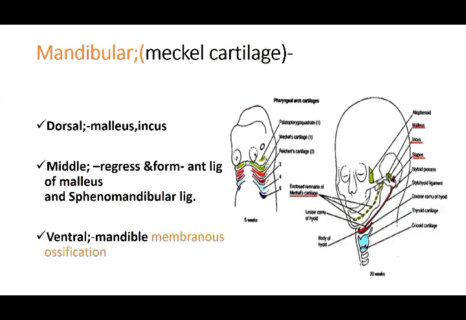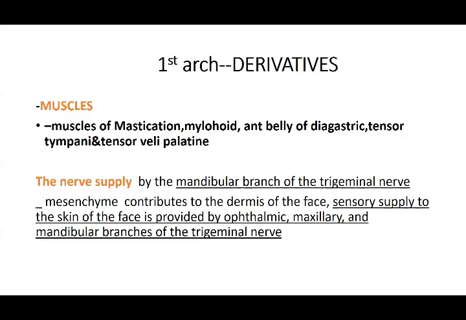The second part of this first arch is your mandibular one. The dorsal part forms the 2 ossicles, malleus and incus, the middle forms the ligaments, and the ventral part is just going to be intramembranous cartilage, finishes off and forms part of the mandible. Muscles, as you can see, and the nerve supply is your trigeminal nerve.